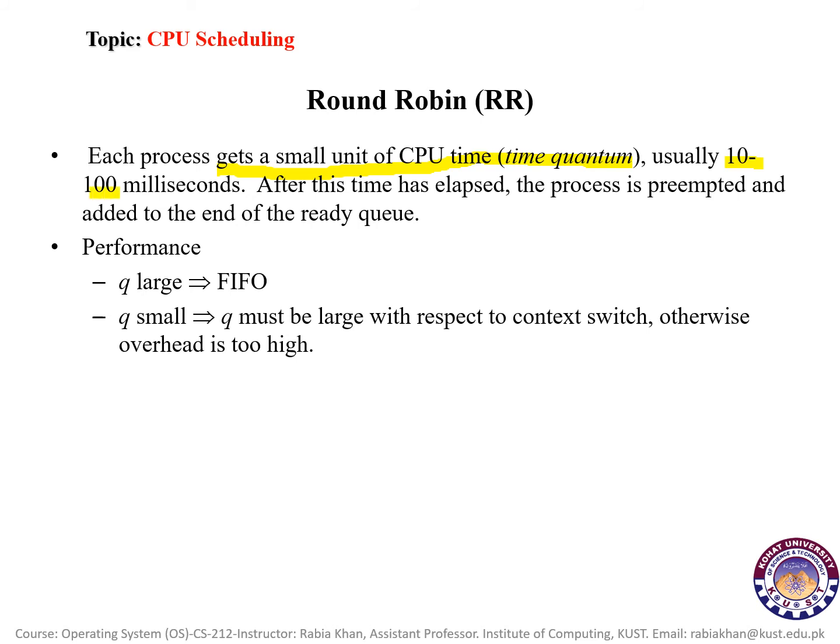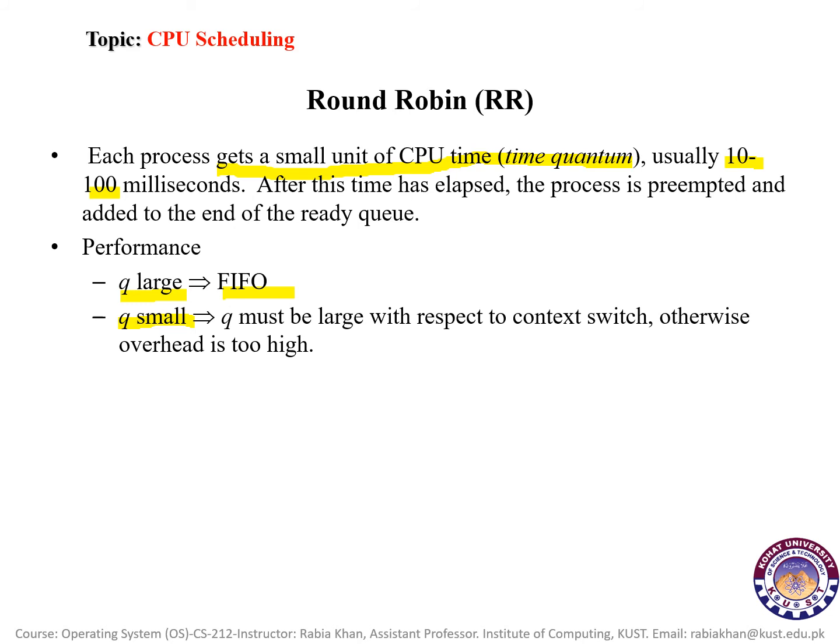Why between 10 to 100 milliseconds? Because if we keep the quantum too large, it will become first come, first served. Again, a convoy effect will be generated if we keep the quantum larger than 100 milliseconds. So again, first come, first served will be observed. But if we keep the quantum less than 10 milliseconds, most of the time the CPU will be busy in context switching, and the processor will observe the dispatch latency. The CPU will be idle and context switch will happen.